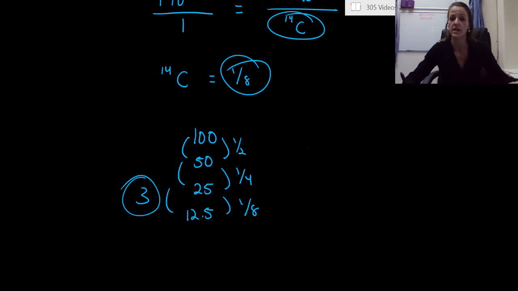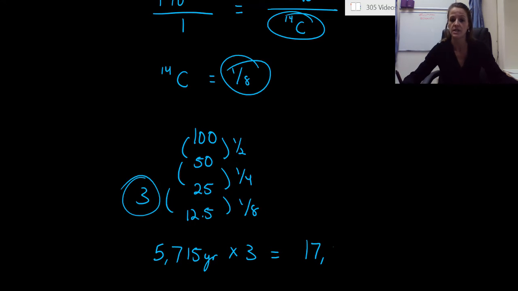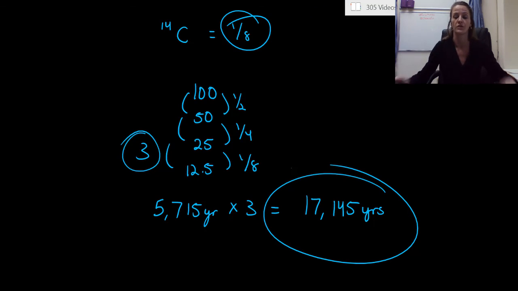So what we do is we take the half-life of carbon-14, which is 5,715 years. We multiply that times 3 because 3 half-lives have occurred. If you do this properly, you will see that you come up with a number of 17,145 years, which means the fossil that you found is 17,145 years old. Cool, right?